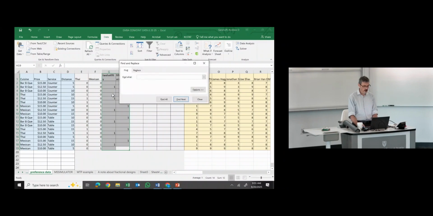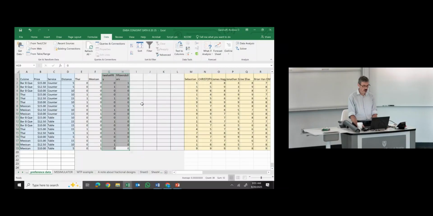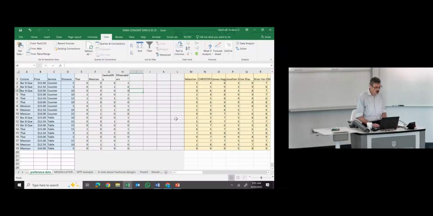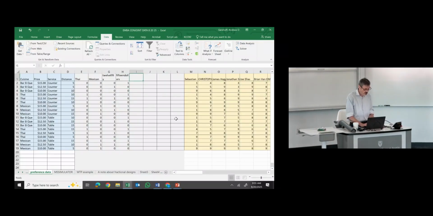Control F. Replace all the missing with zeros. Okay, this should be good. And so any place that it is not $12.50 and it's not $15, that's where it's $10. And so I will be able to assume that the evaluation of all those alternatives that are $10 is in that intercept term. And so then I just need one for the kind of service.